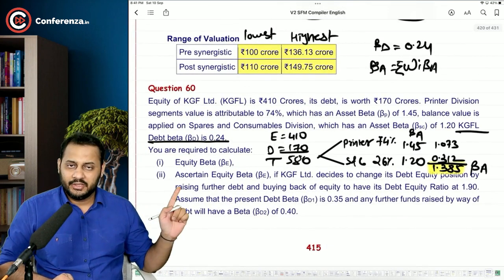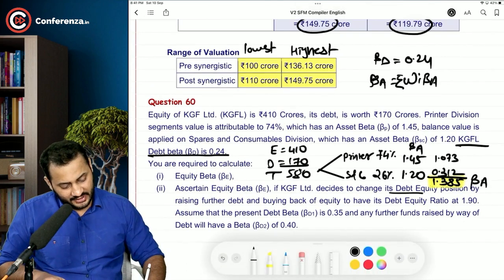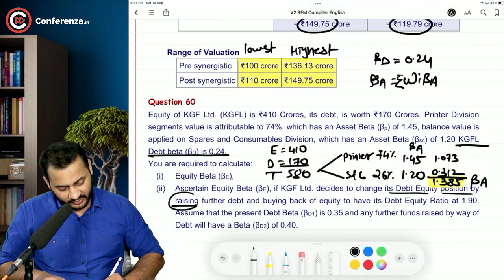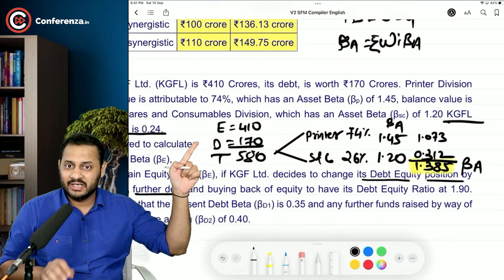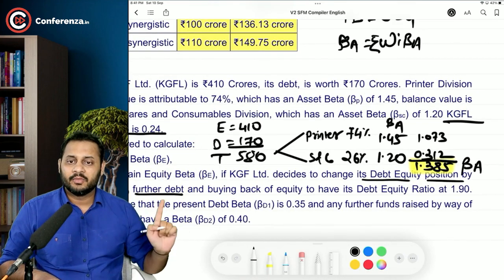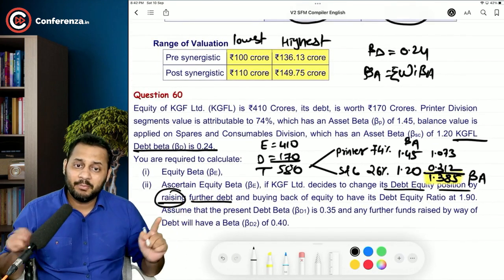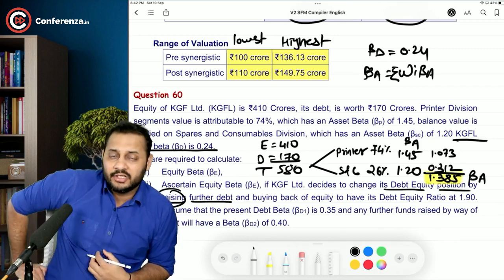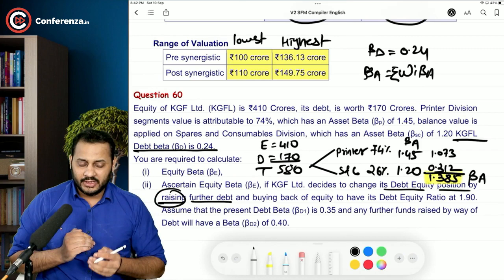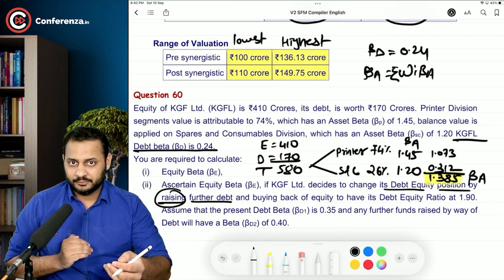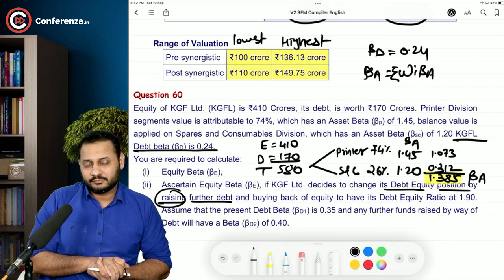The second part is quite interesting. Ascertain the equity beta if KGF Limited decides to change its debt equity position by raising further debt. We are buying more debt. We already have 170 crore in our debt, in our capital. We are going to now raise further debt and buy back equity to have its debt equity ratio at 1.90. We are going to buy back some equity and raise the debt. So what will happen? The total will remain same, 580.